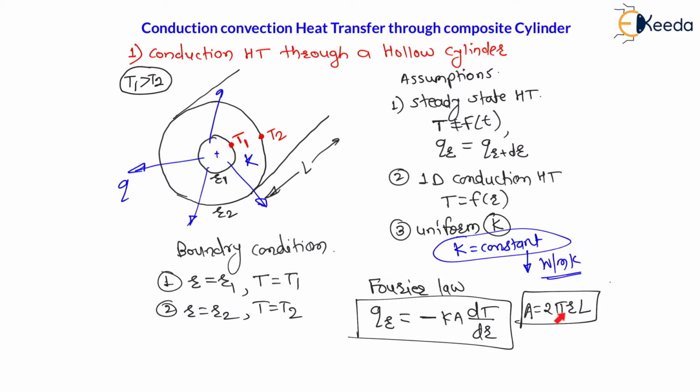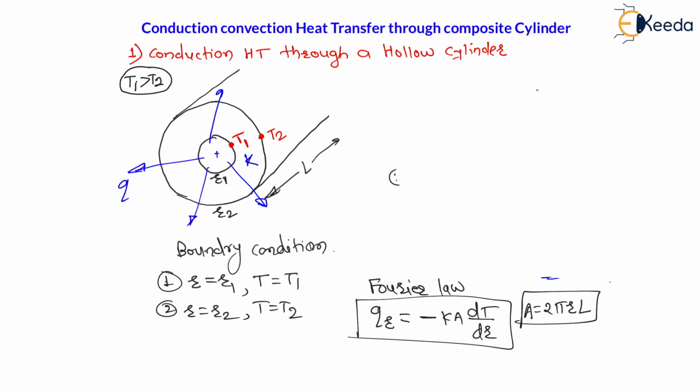Now, my dear students, here r is not constant, r is changing from r1 to r2. Therefore, as r is changing, the area is also changing. Therefore, unlike the plane slab problem, here the area is not constant. So in integration, we have to consider this variation of area also, right? So let us write down this area, right? Now here I will erase the assumptions because we have already written these assumptions, right?